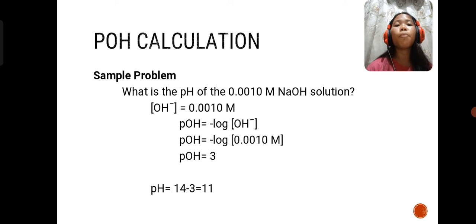So it's easy to find the pH, because we know that the sum of pH and pOH is 14. Therefore, subtract the given pOH, which is 3, from 14. So pH equals 14 minus 3 equals 11. So 11 is the pH of the sodium hydroxide solution.